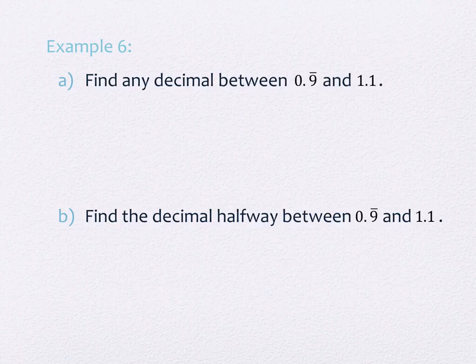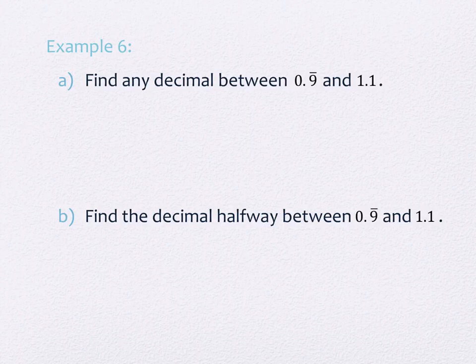So we have this specific one that we just did, which was 0.9 repeating and 1.1. It says to find any value between them. So we could actually write out that 0.9 repeating is 1 and do this problem very directly. And that's fine. The reason I'm not going to do so, though, is because when you get to your homework, they're not going to use 0.9 repeating. They're going to use something else that's arbitrary.